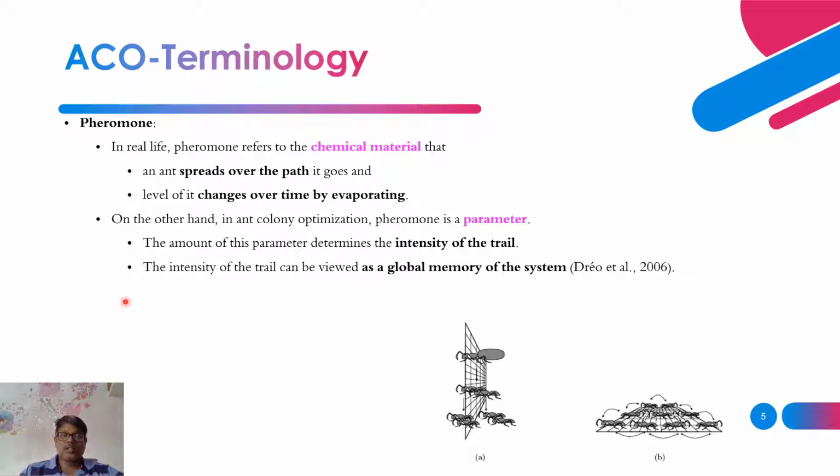Another important parameter is pheromone. Pheromone is a chemical material spread over the path by the ants wherever they go, and its level changes over time by evaporating. On the other hand, in ant colony optimization, pheromone is a parameter. The amount of this parameter determines the intensity of the trail, the path trail. The intensity of the trail can be viewed as a global memory of the system.